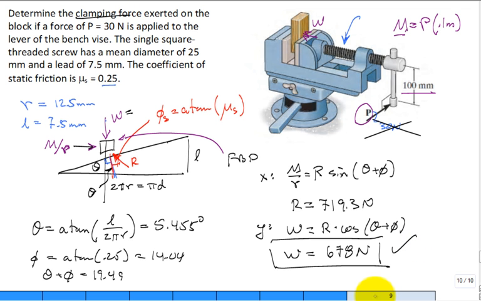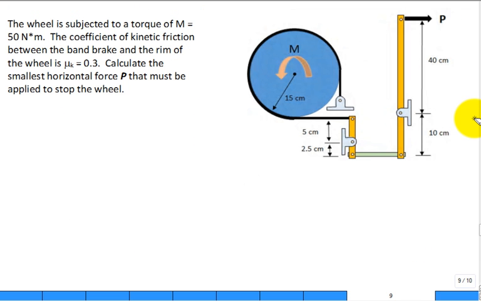All right, now let's go back and solve another problem. The wheel is subjected to a torque of 50 newton meters. So right here is our 50 newton meters, and it's trying to spin in the positive counterclockwise direction on our wheel. The coefficient of kinetic friction between the band brake and the rim is 0.3, so mu sub k. All right. Calculate the smallest horizontal force that must be applied to stop the wheel.